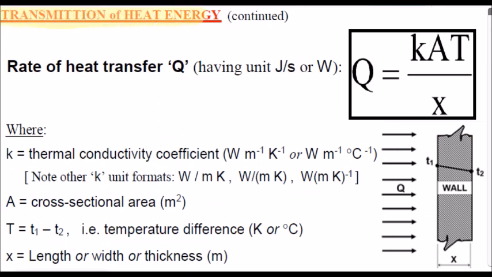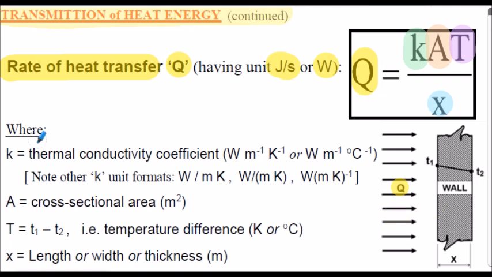Transmission of heat energy continued. So the rate of heat transfer, denoted by the symbol capital Q, has the unit of the joule per second, that's the energy transferred per unit time, but often this derived unit is more commonly known as the watt. So Q has the unit of the joule per second or the watt. The formula for Q is stated in the bolded box here, and it's Q is equal to K multiplied by A multiplied by T. And that's all divided by X. On a diagram, capital Q is shown here, and that's the rate of heat transfer through the wall.